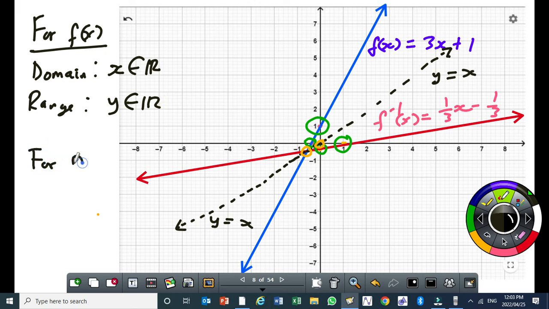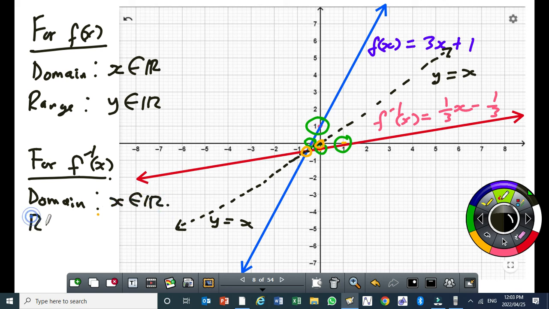For the inverse, remember, the domain of the original function becomes the range of the inverse. And the range of the original function becomes the domain of the inverse. So for this range here, we just replace that y by x. So we end up writing x is an element of real numbers. For the range, the x values here become the y values. So we replace this x by y. We get y is an element of real numbers. Okay? So that's what you are supposed to have.